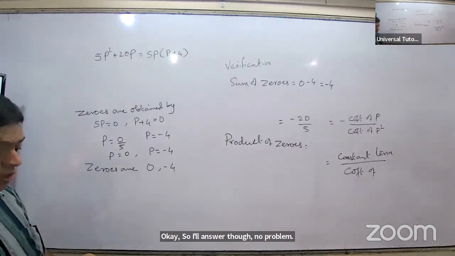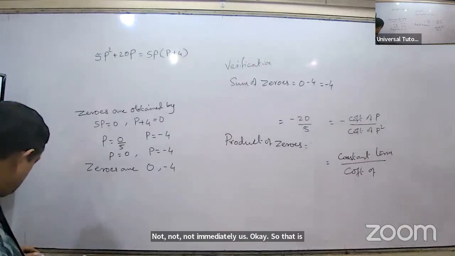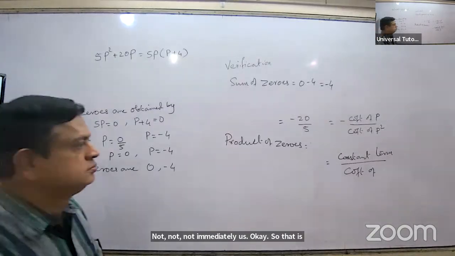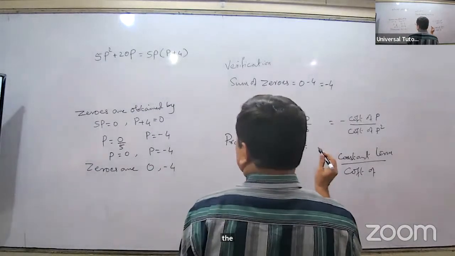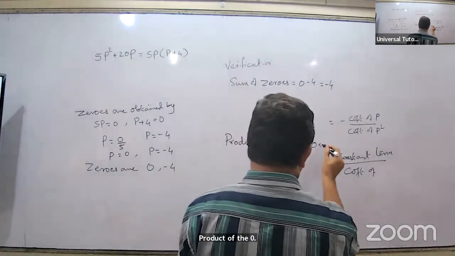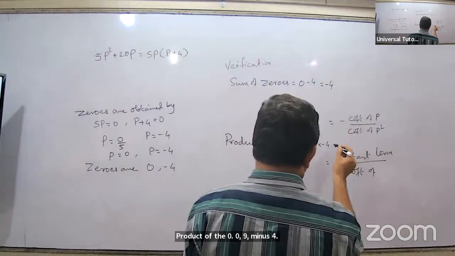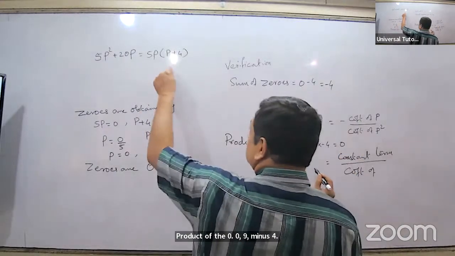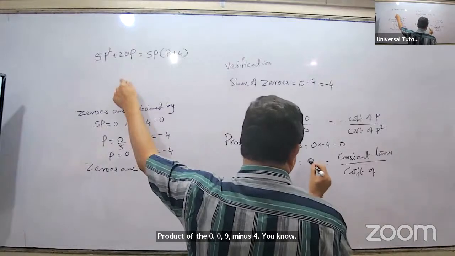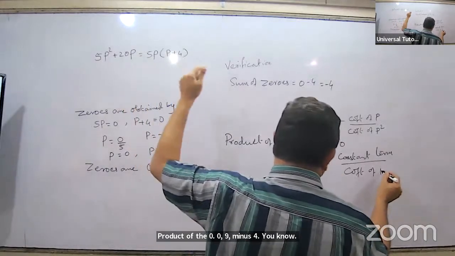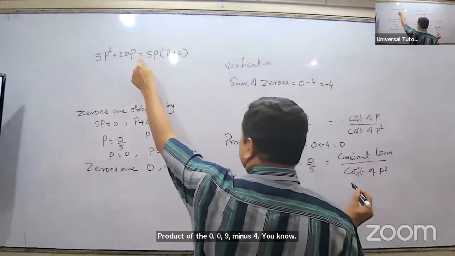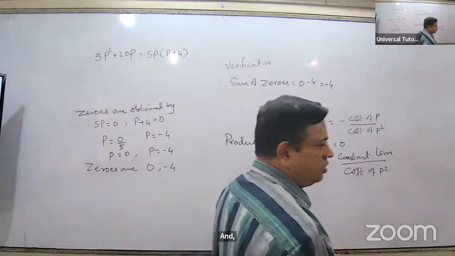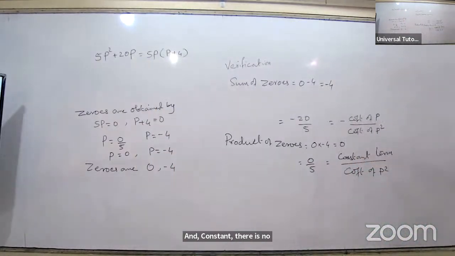Next is the product of the zeros. Product of the zeros is how much? 0 times minus 4. 0 into minus 4 is how much? 0. 0 can be written as 0 upon 5. That is what you need to find. Constant term, there is no constant, it is 0, by 5. Done. What else? All okay now?